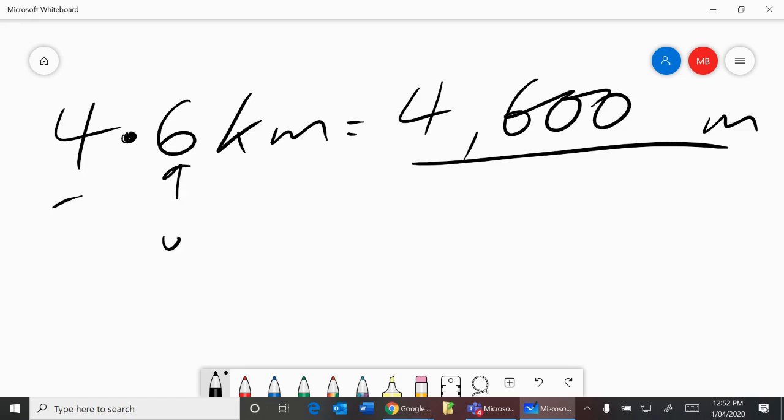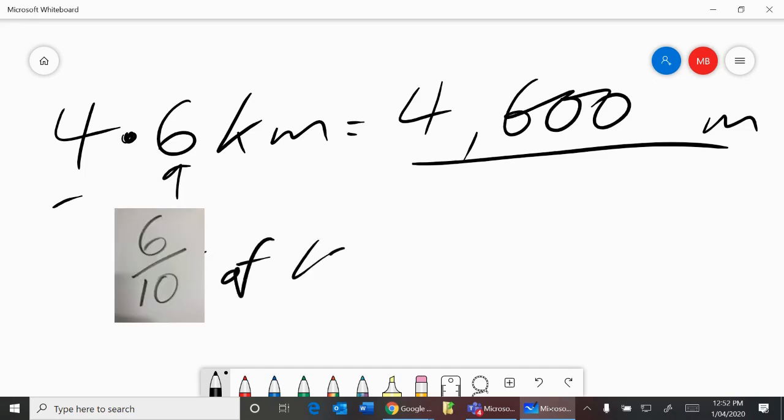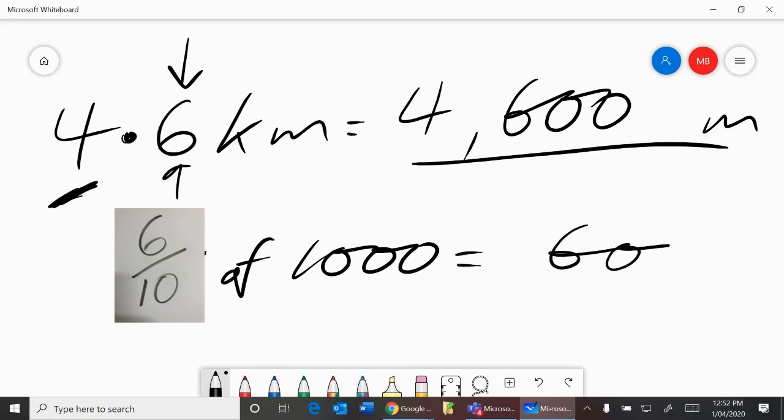That is like saying 6 tenths of 1,000. This is 4 whole kilometres, and this is 0.6 of 1 kilometre, which is the same as saying 6 tenths of 1,000. And 6 tenths of 1,000 equals 600. Okay, so your answer is 4,600 metres. Here, I'll give one more example.